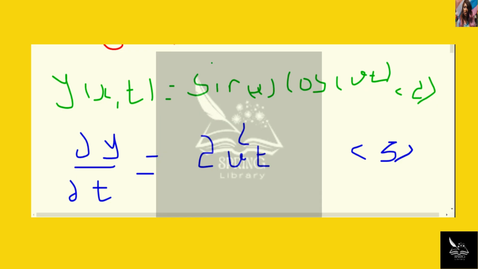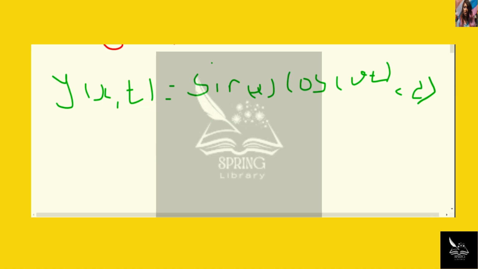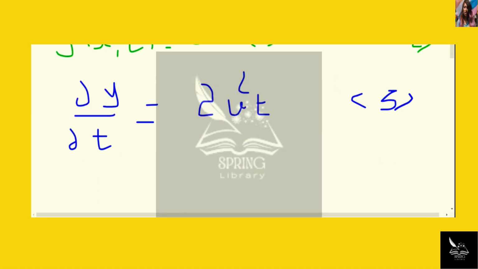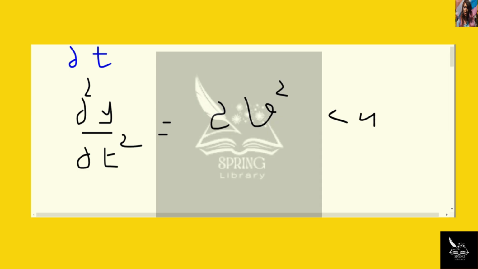So here we are going to differentiate equation 1 with respect to time. So that will give del of y upon del of t will be equivalent to 2v square t. Let's say equation number 3. Now differentiating equation 3 again with respect to time, that will give us del square y over del t square will be equivalent to 2v square. Let's say equation number 4.